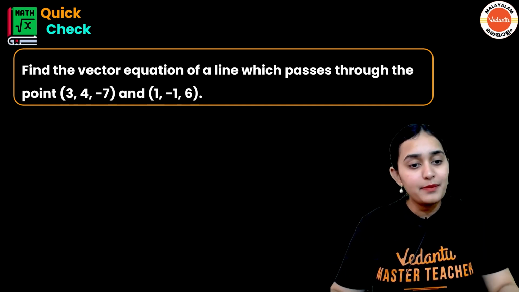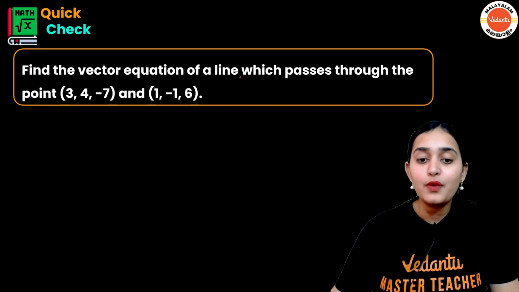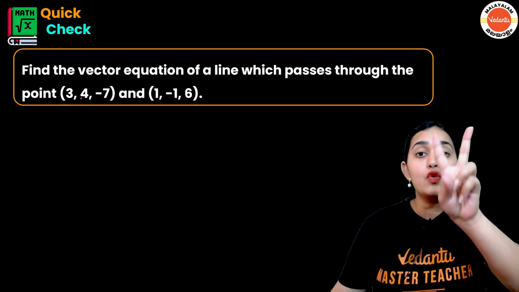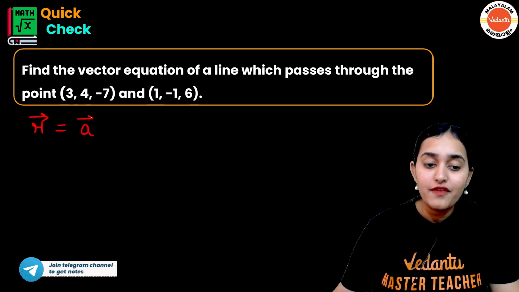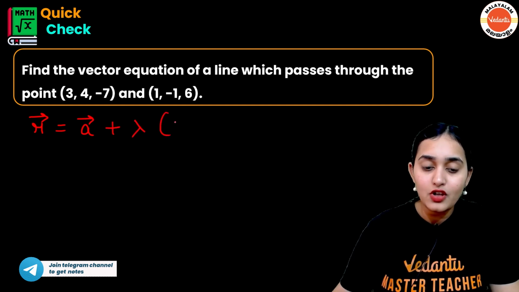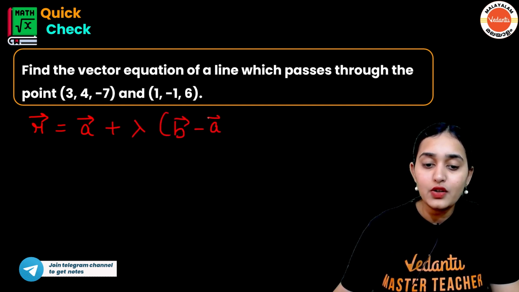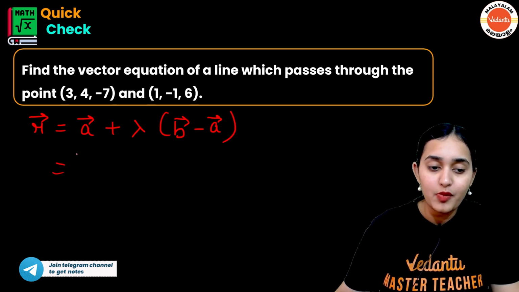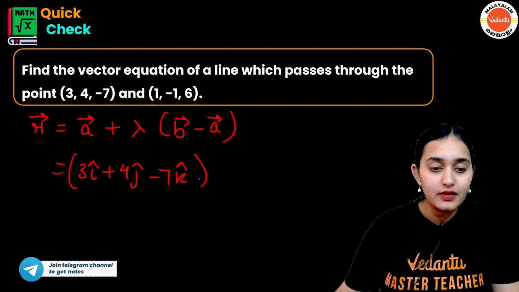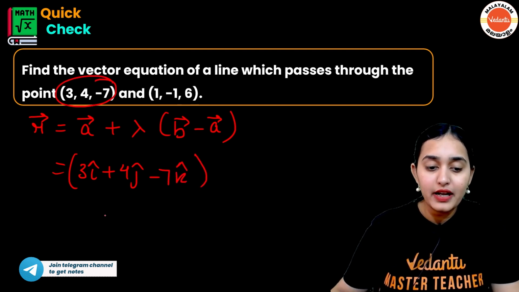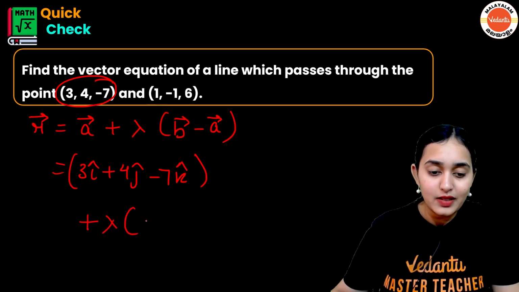Now, let's do some questions. Find the vector equation of a line which passes through 2 given points. So, how do we write the vector equation? Vector equation is the first point plus lambda times the difference of the 2 points. So, take the first point as 3i cap plus 4j cap minus 7k cap, right? This is the first point plus lambda times of B minus A. B minus A will be, this is B, this is A.